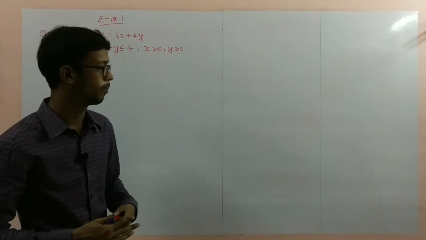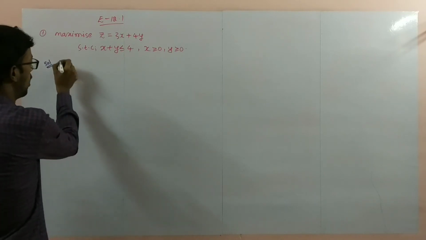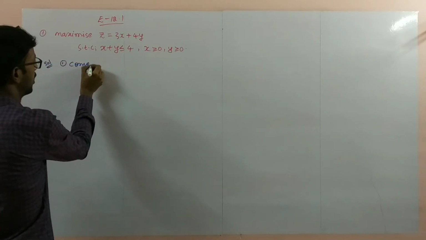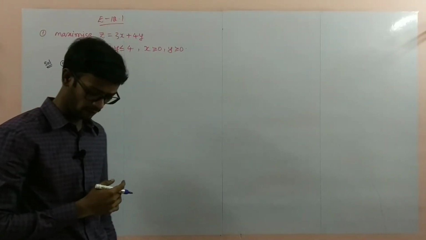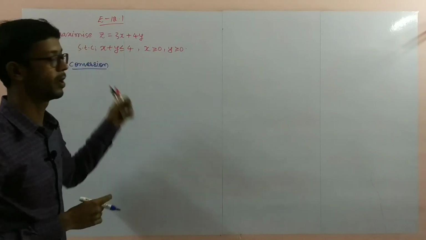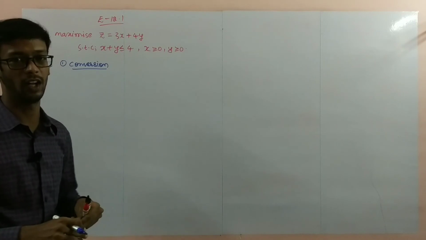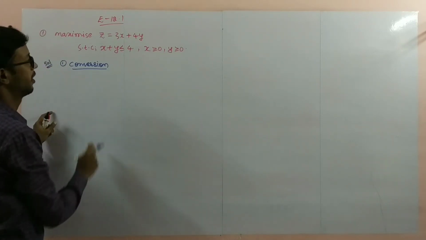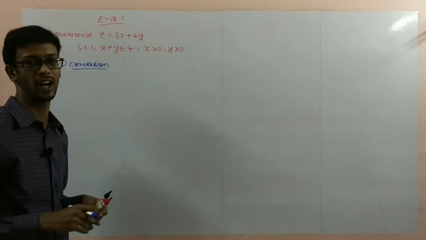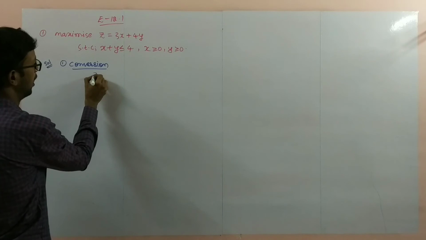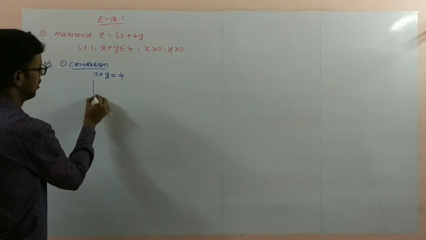Now exercise problem number 1. Solution. First point, conversion. So the same question: solve the following linear programming problem using the graphical method. So conversion here, only one constraint is there. These two are non-negative constraints, that is, for the first quadrant. So just take the first inequality as an equation.